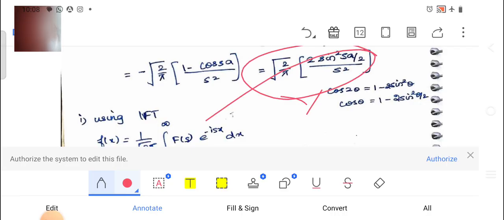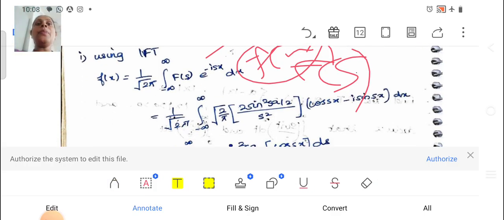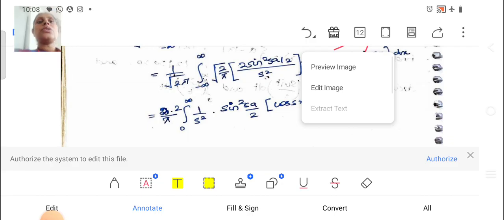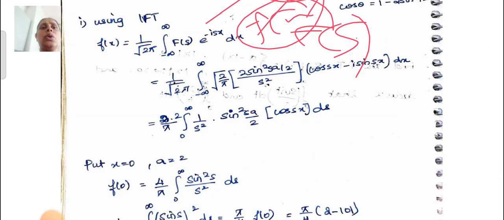So using this Fourier transform, that is capital F of s, we have to find the inverse Fourier transform. Okay, so see the inverse Fourier transform formula: 1 by root 2 pi, integral from minus infinity to infinity of capital F of s e power isx ds. After that f of x is root 2 by pi times 2 sin square sa by 2 divided by s square. Then similarly we have to split the real and imaginary parts. Here also the imaginary part becomes 0, so we only get the real part, so the real part is an even function.